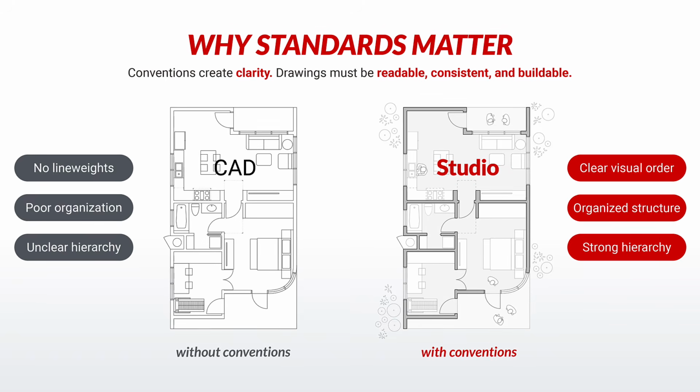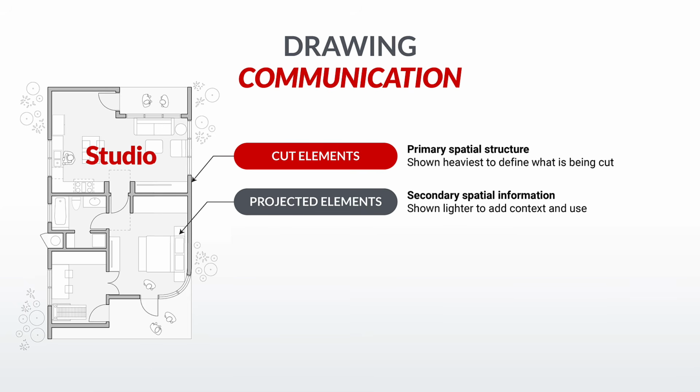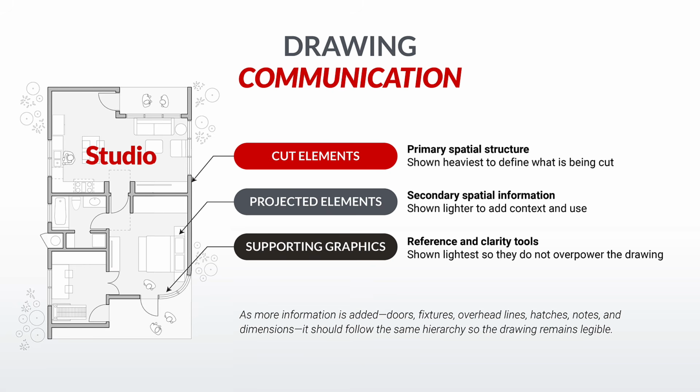And that hierarchy generally works in 3 levels. Cut elements define the primary spatial structure. These are the walls and other elements the plan cuts through, so they read the heaviest. Projected elements show the information visible beyond the cut. They're lighter, adding depth and context without competing with the primary structure. And supporting graphics like dimensions, notes, hatches, and overhead lines read lightest, so they clarify the drawing without overpowering it. As you begin adding doors, fixtures, furniture, annotations, and other information, each element should continue to follow that hierarchy.